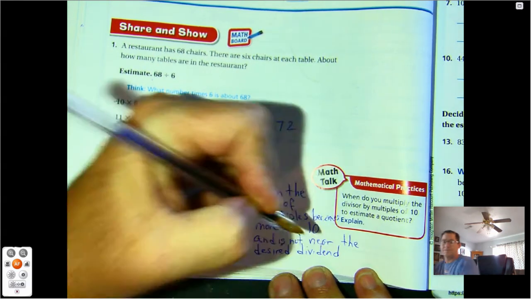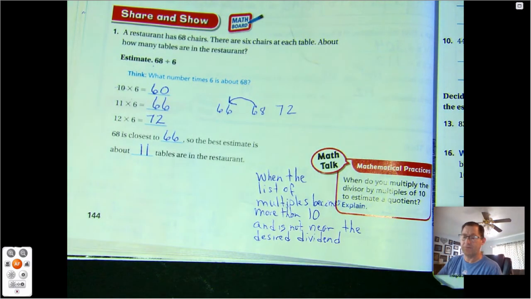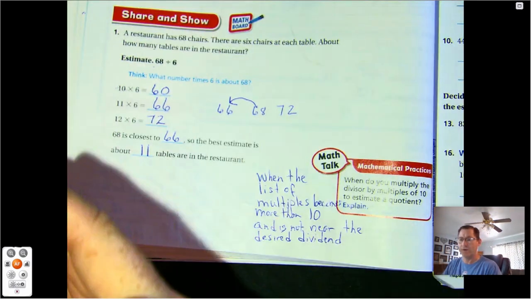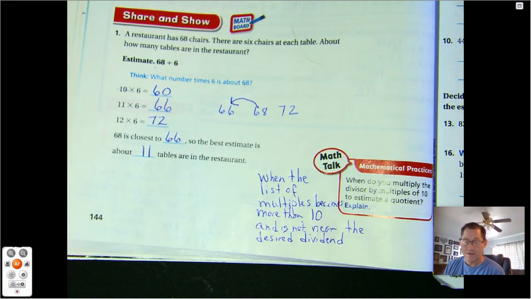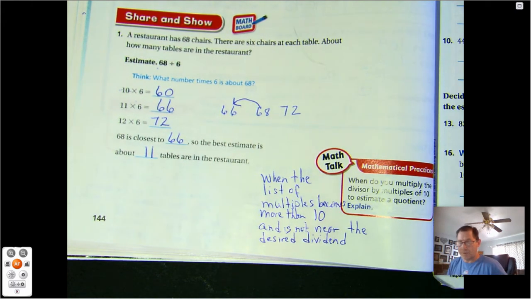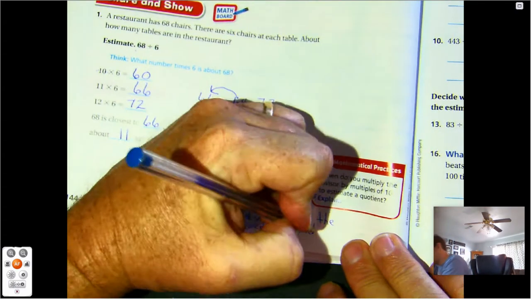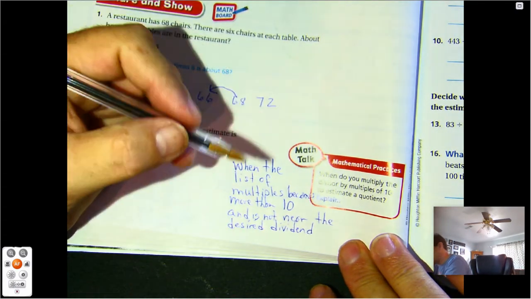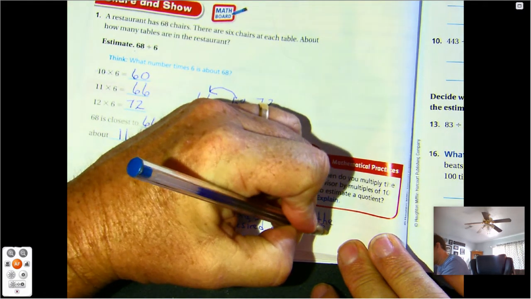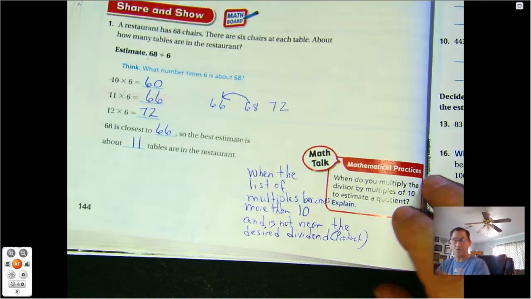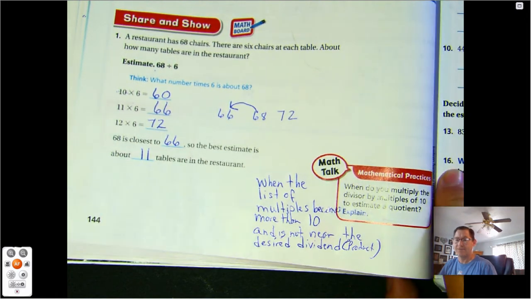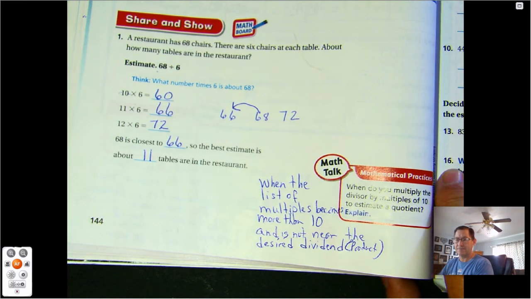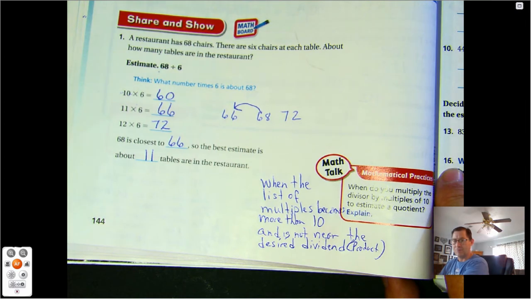Okay, in our case, we skip counted 4s 10 times and got to 40, but that was nowhere near our dividend of 196. We were skip counting by multiples, right? So we were multiplying by 4s in that case. 4 times 10 was 40. So that was our product, and that was nowhere near 196.